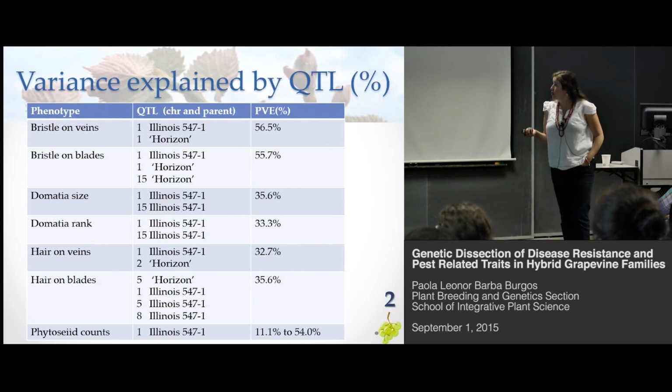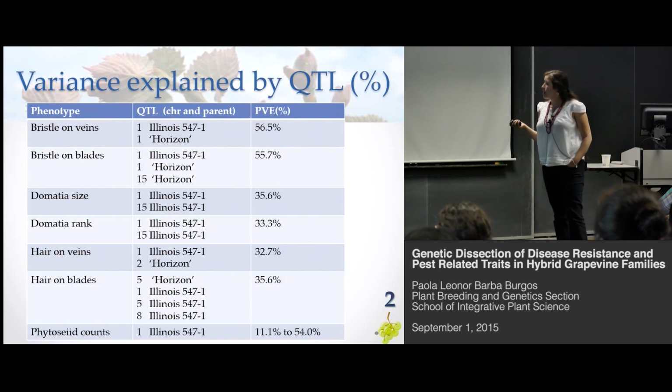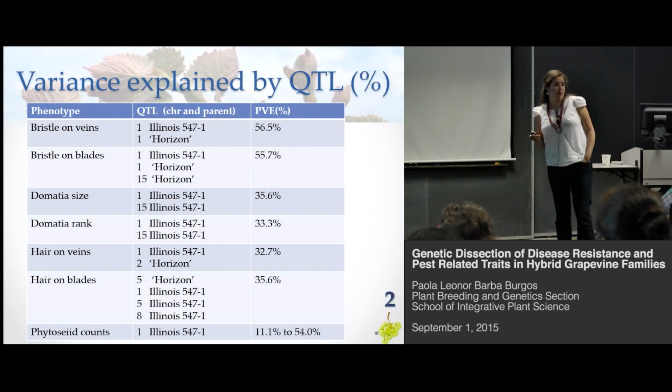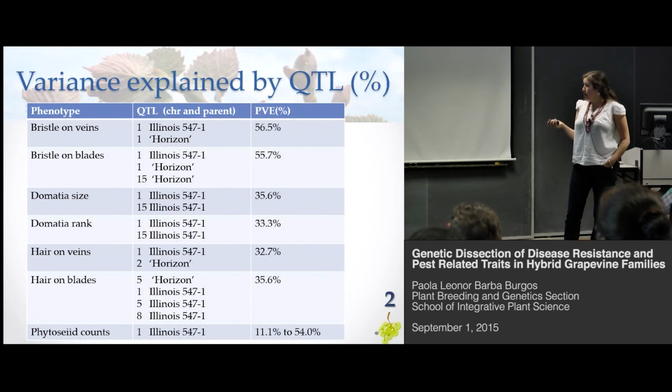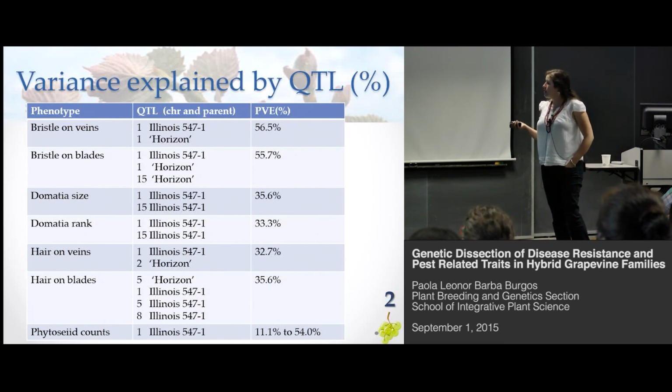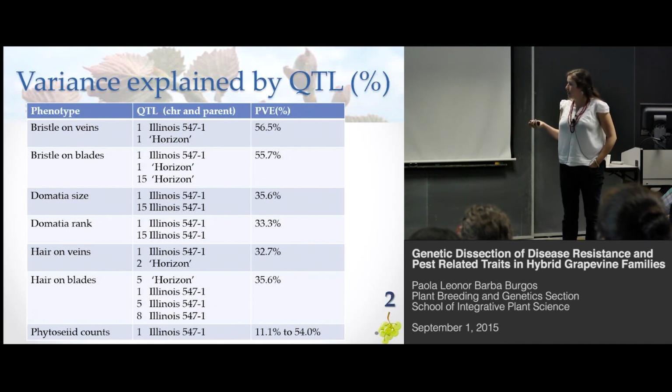Here is a table just to show you a little bit of the architecture of the traits. The bristles were the simplest trait, and with one QTL you are able to explain about 55% of the variance. The domatia size was the second simplest, with 2 QTLs in chromosome 1 and chromosome 15. These are the same QTLs that you found in bristles, which makes sense because the domatia is composed of bristles. And then in hairs, you find, again, the same QTL in chromosome 1, and then different sets of QTLs for veins and QTLs for blades.